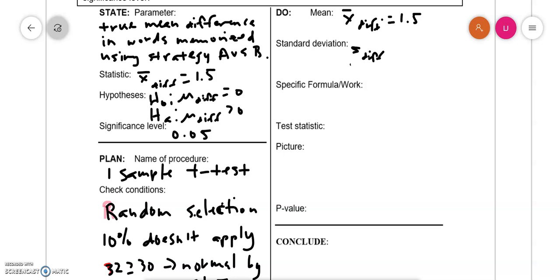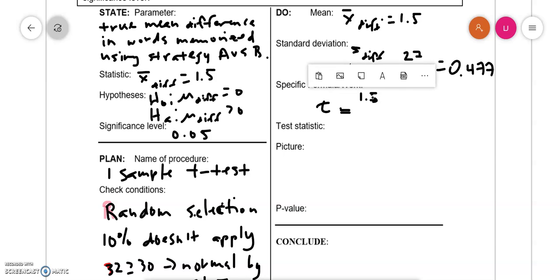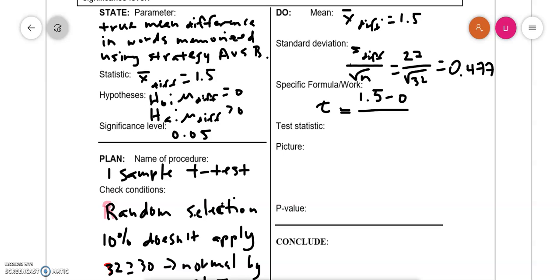S difference over the square root of n. So in this case, we have 27 over square root of 32, which gives us 0.477. All right, we have a t-score, which we take our mean, 1.5, subtract our assumed mean, and let me fix that 1.5 first. 1.5. Our assumed mean is our mu difference, so that's 0. And we divide by the number we just got, 0.477. That will give us our test statistic, 3.142.